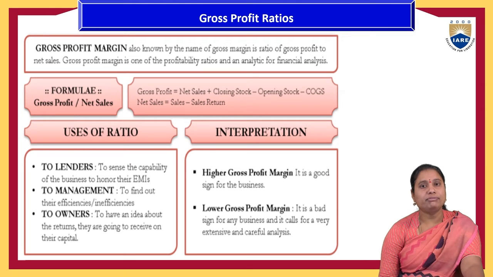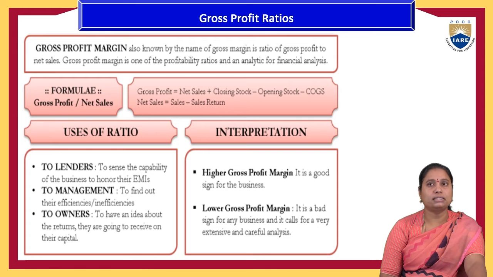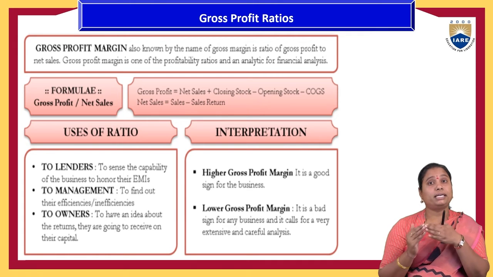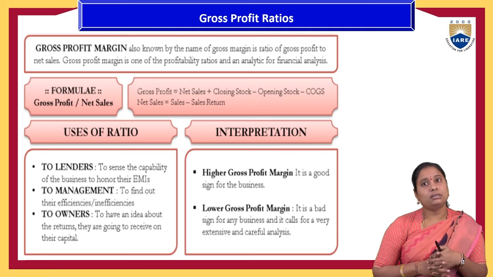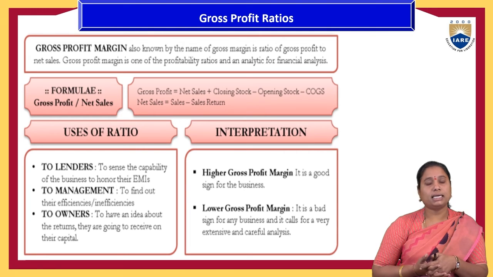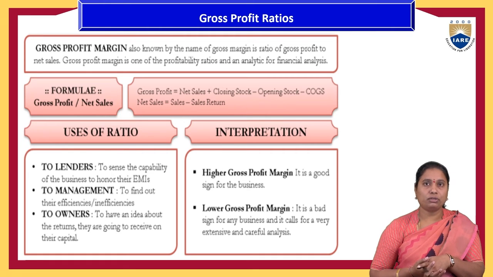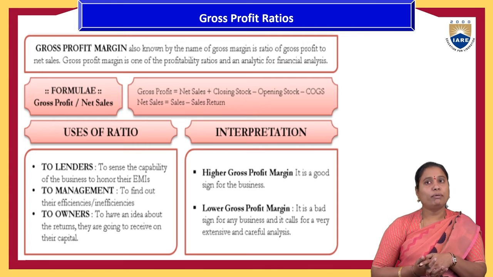Here, especially if we discuss the gross profit ratio, it is also known as the gross margin ratio, which gives the relationship between the total gross profit and the net sales done by the organization. The gross profit can be taken directly from the trading account. If we don't have it, we can use another formula to find the gross profit: net sales plus closing stock minus opening stock minus cost of goods sold.